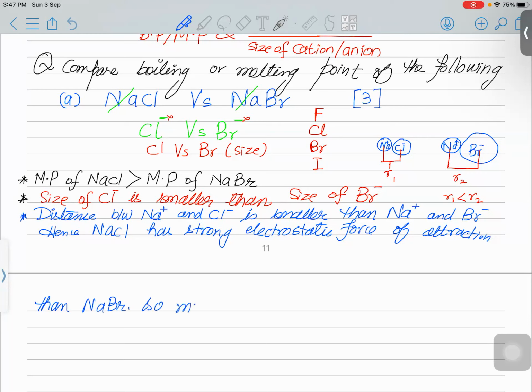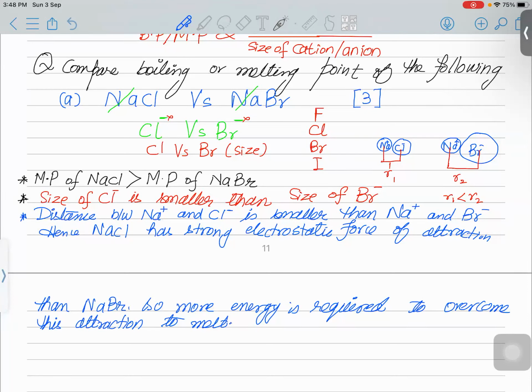So more energy is required to overcome this attraction to melt. All points are from the past paper, so you have to learn all these 4 points. Any question? No, sir.